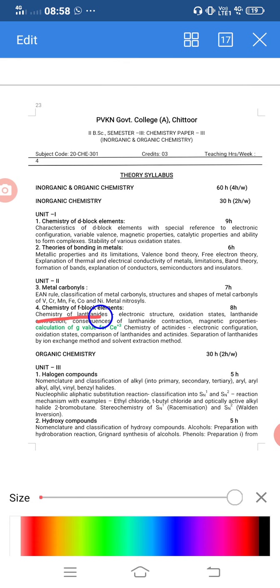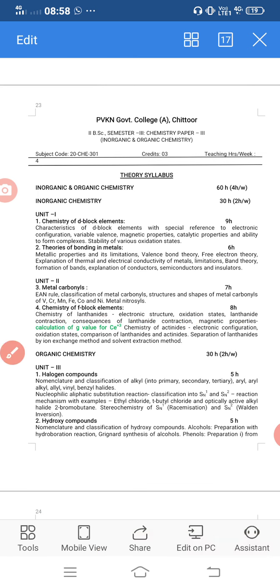So chemistry of lanthanides: electronic structure, oxidation state, lanthanide contraction, very important. Already all of you studied this at plus 1 plus 2 level. Next, magnetic properties, calculation of g value, cerium 3 plus, chemistry of actinides, electronic configuration, oxidation state, comparison of lanthanides and actinides, separation of lanthanides by ion exchange method and solvent extraction method, very important.